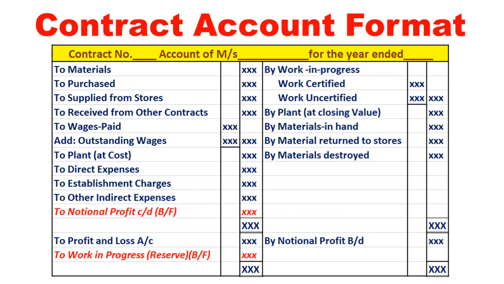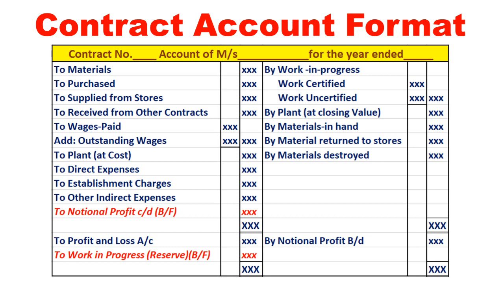Whereas on the credit side, you will find work in progress. That work in progress will consist of two items, that is work certified and uncertified work. Together it is called work in progress. Then plant closing value we will write, by plant closing value. Opening value we have written on the debit side, closing value we are writing on the credit side. In the sense, the difference will be treated as depreciation, or else you can write the total amount of depreciation, the difference between opening and closing value, on the debit side itself, to depreciation on plant.